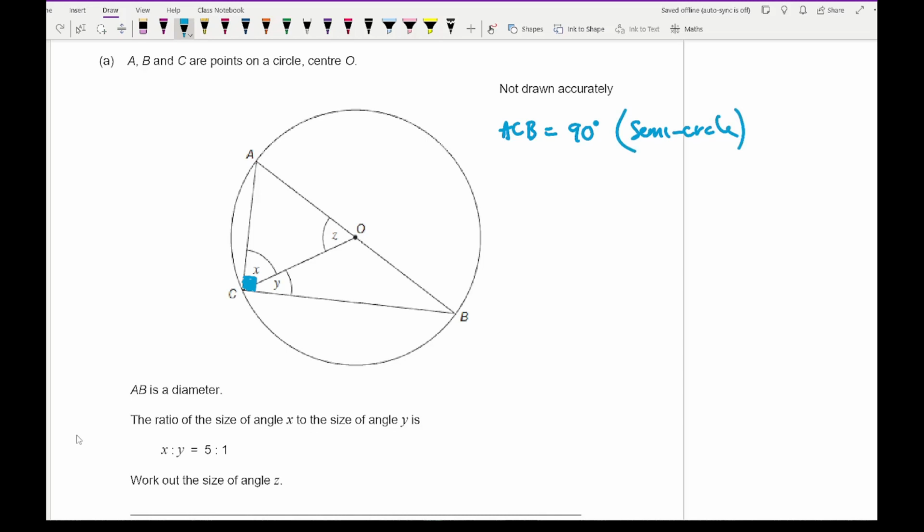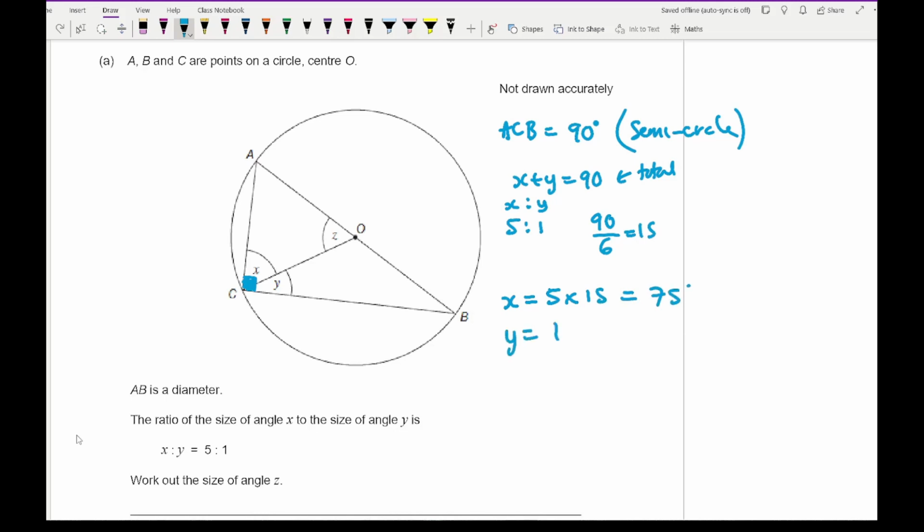So we know that the total of this angle is 90, so x plus y equals 90, so that's my total. And I want to split that in the ratio of 5 to 1, where x is 5 and y is 1. So here 90 divided by 6 is 15. So x equals 5 times 15, which is 75, and y equals 1 times 15, which is 15. So this angle here is 15 and this angle here is 75.